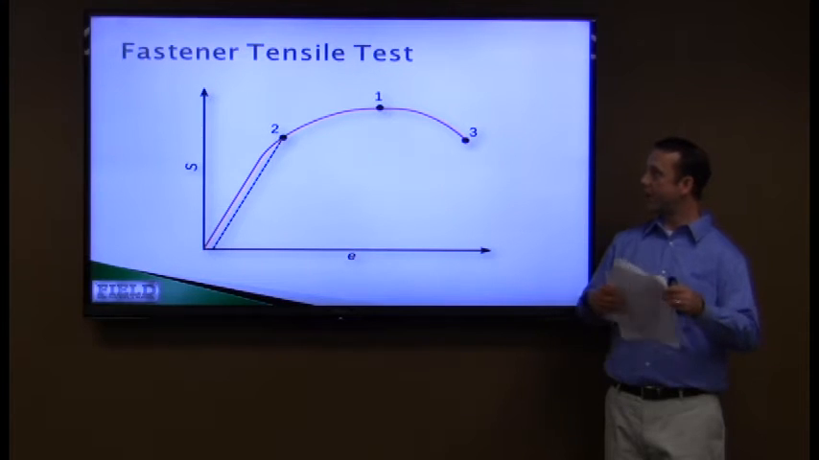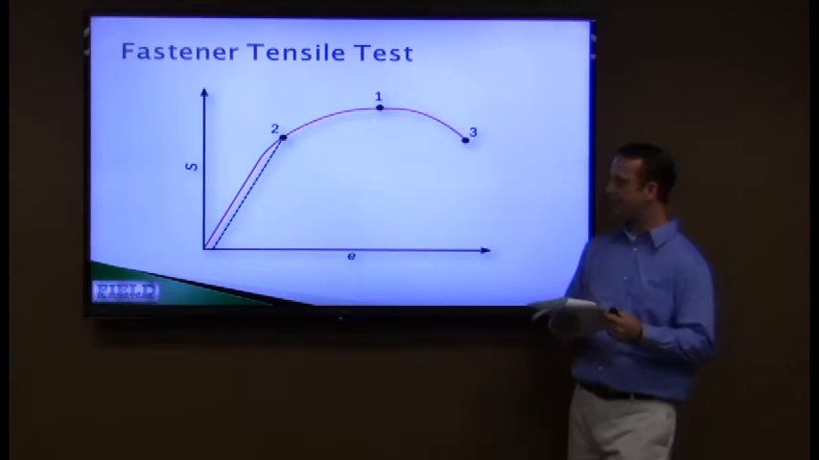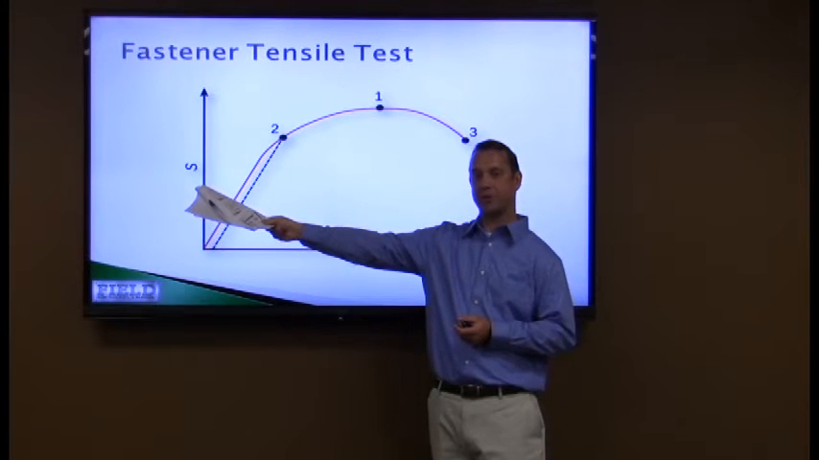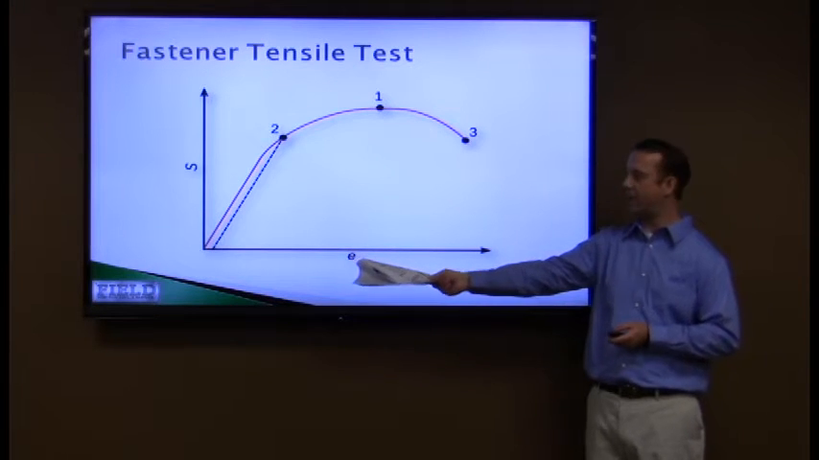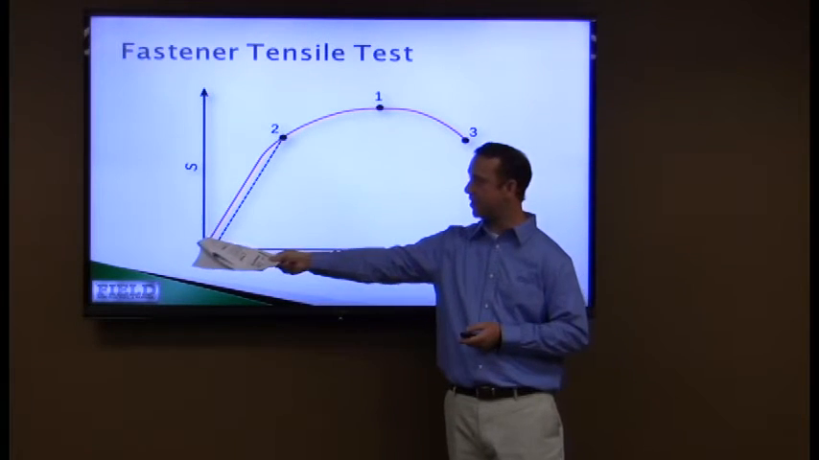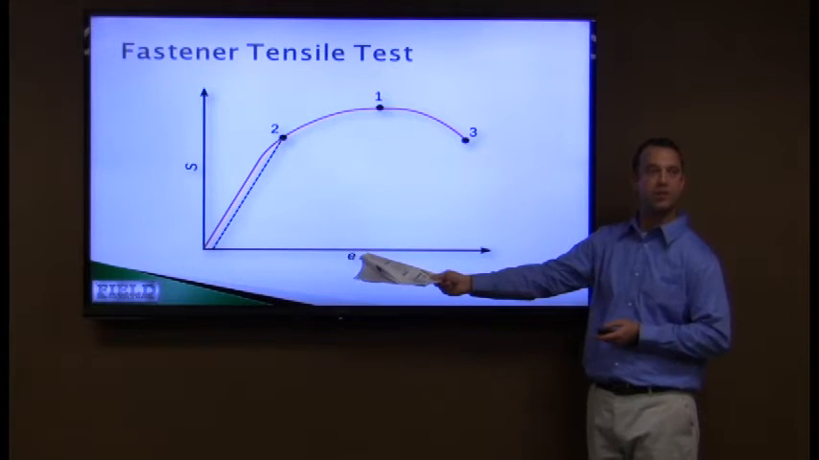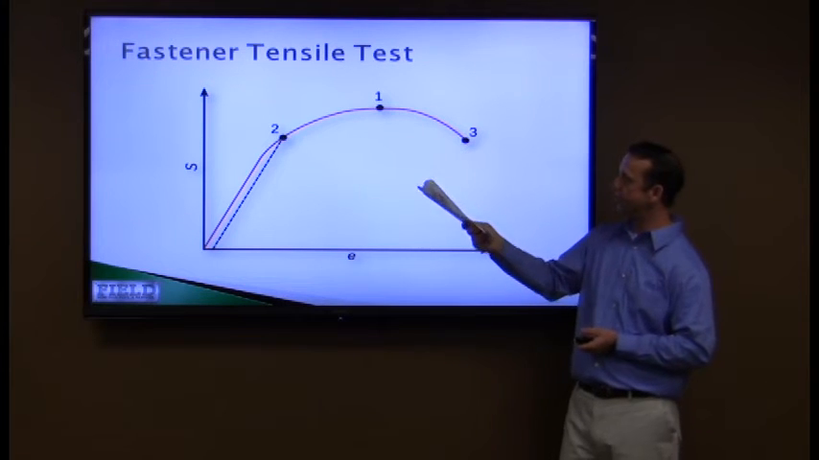So we take a look at a little graph here. This is a fastener tensile test graph. The way you can read this is, on the y-axis, you've got your stress. On the x-axis, you've got your elongation down here. So the way you read this is that as the stress increases on the joint, your fastener elongates and stretches along here. We've labeled 3 points, 1, 2, and 3.